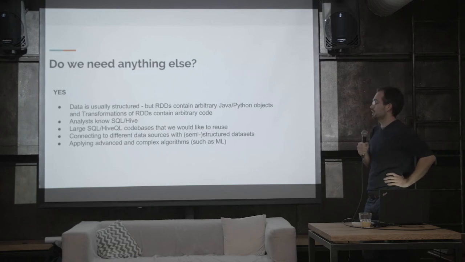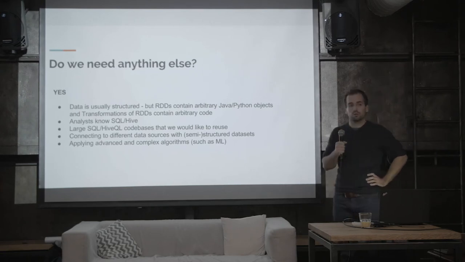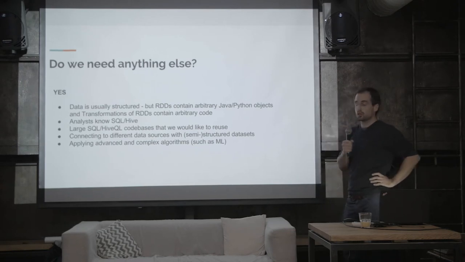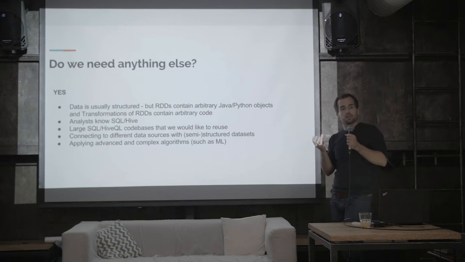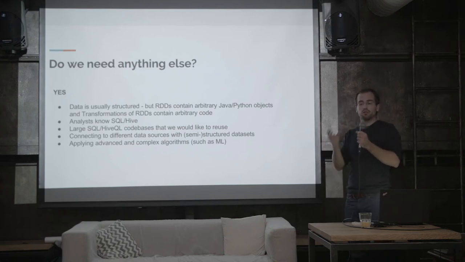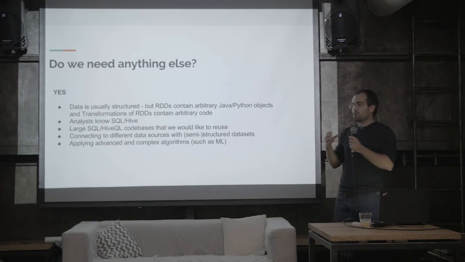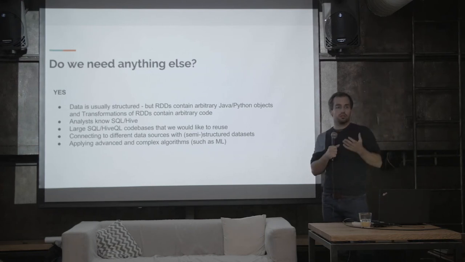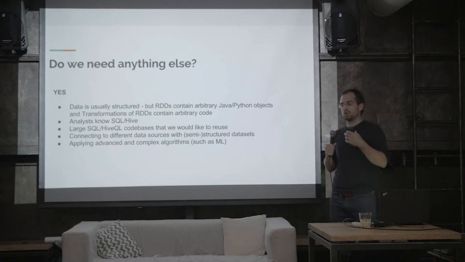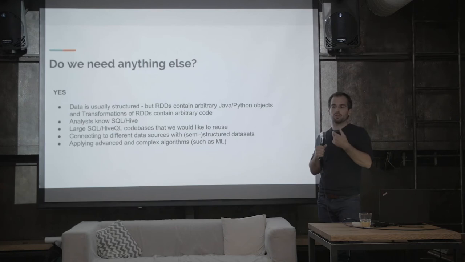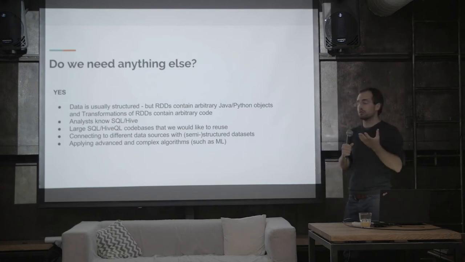So what don't we have in plain vanilla Spark? The data that we cope with are usually structured, but RDDs can contain arbitrary code and arbitrary data. We can invoke arbitrary Scala, Java or Python functions. So we cannot leverage this information to optimize our queries. For example, we would like to store the data in columnar format because it would be much more efficient. We cannot do it because of this limit.